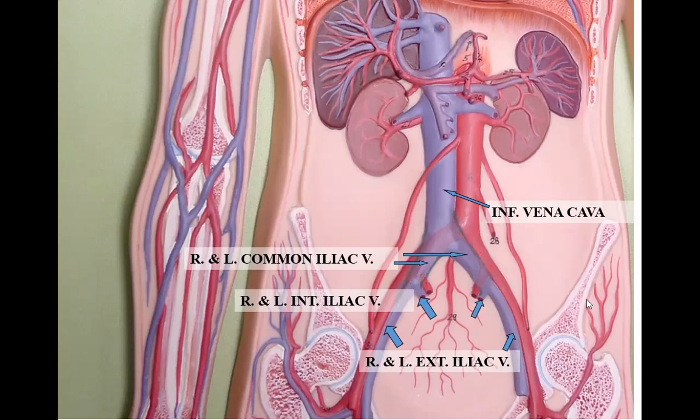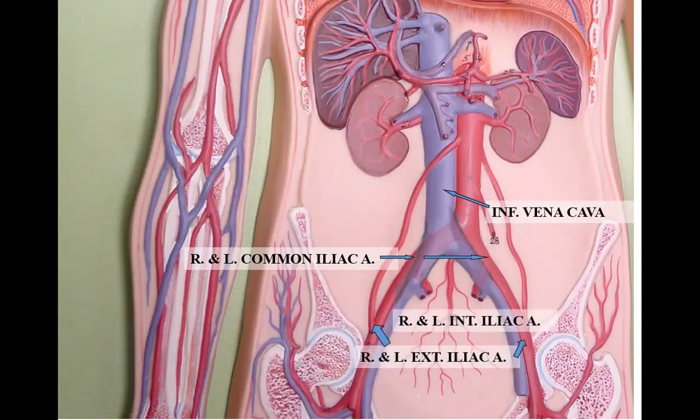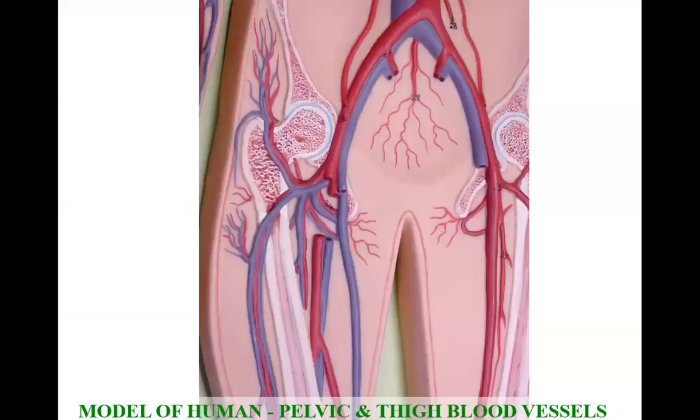Okay. Now, so we have the internal and external iliac veins. And let's take a look at the arteries. Here are the right and left common iliac arteries. Now we're going down. The abdominal aorta has split into the common iliacs, and they're going to subdivide into the internal and externals. They're going to run right beside the veins. Inferior vena cava. There are the right and left external iliacs and the right and left internal iliacs.